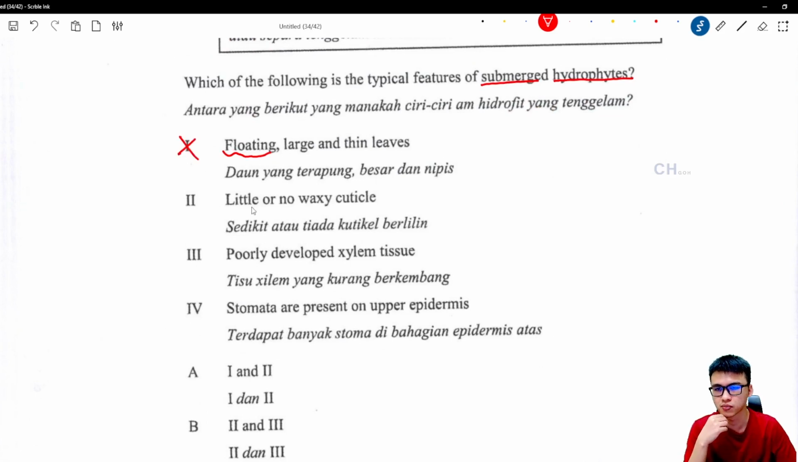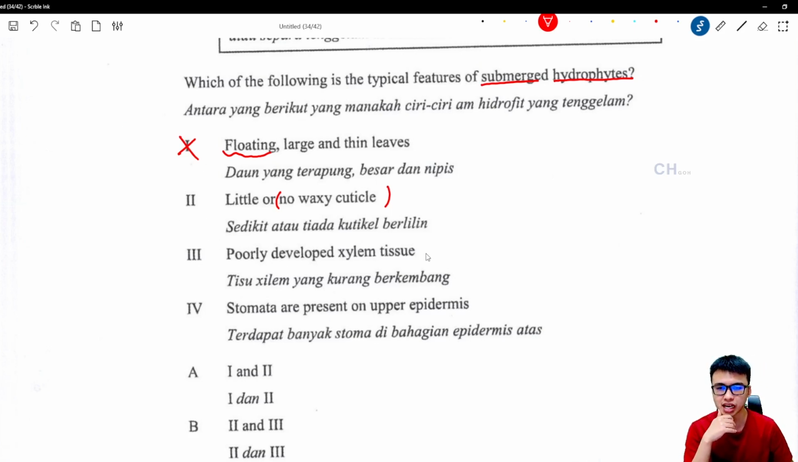So 1 is wrong. Little or no waxy cuticle. Yes, they don't want the waxy cuticle because they are living in the water, and they need to get closer to the water so that diffusion can occur in a more efficient way, for example, the gaseous exchange.